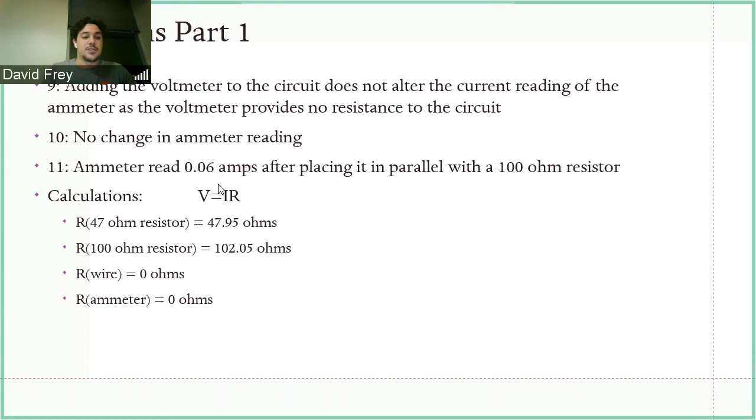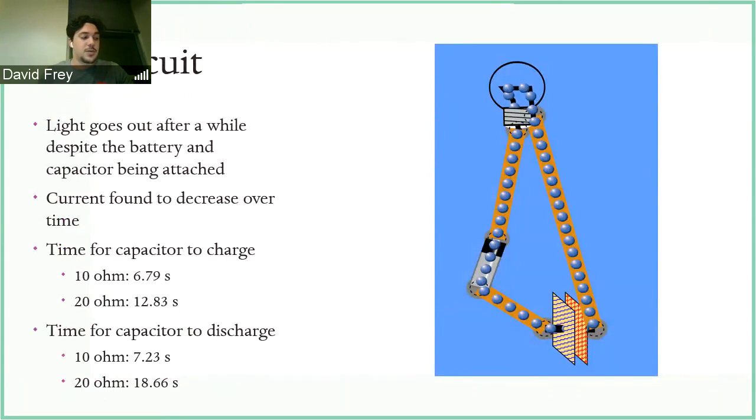Next, we were asked to calculate resistance using V equals IR for the 47 and 100 ohm resistors and then the wire and the ammeter. Being a simulator, our wires and ammeters are ideal, meaning that they shouldn't have any resistance, so they were both 0. We used our current value and our voltage to find that the resistance was 47.95, which is pretty close, and then 102.05 ohms.